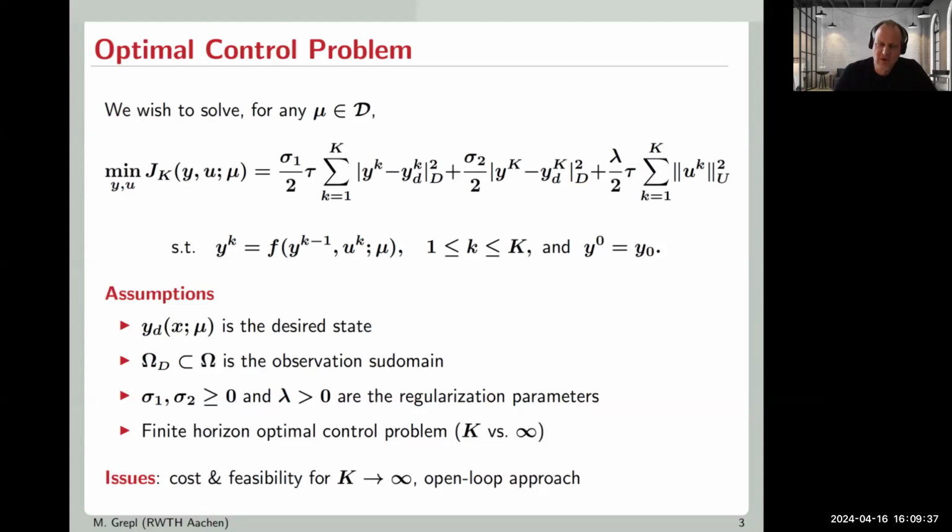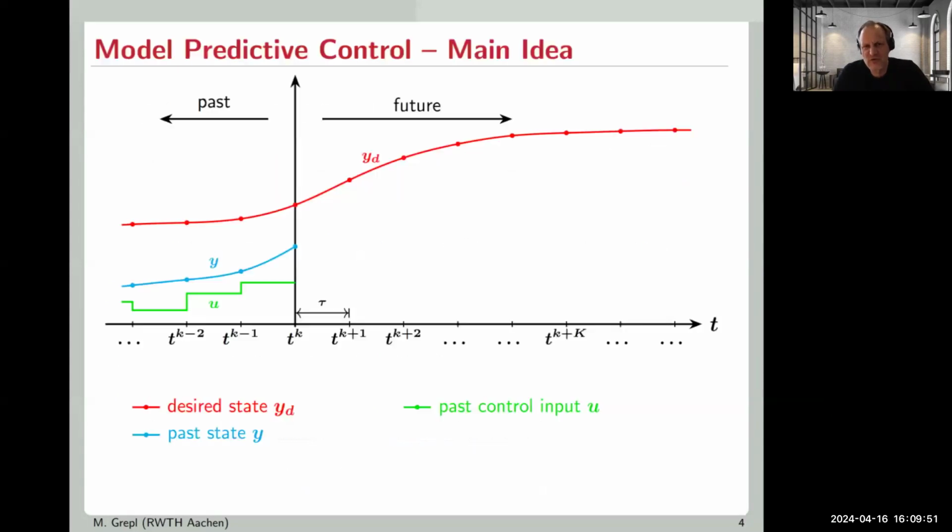So the idea behind model predictive control is basically to solve the infinite horizon problem by repeatedly solving finite horizon problems. And I want to just briefly introduce the idea based on a sketch. So assume now that we are here at time step t_k. We have a solution y of t_k, and we have a control. This is the past control input here. This is the past state. And we have a certain desired state that we want to follow.